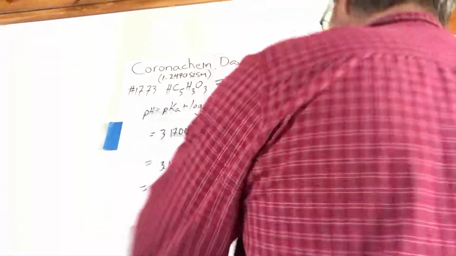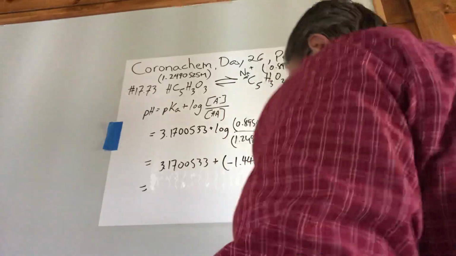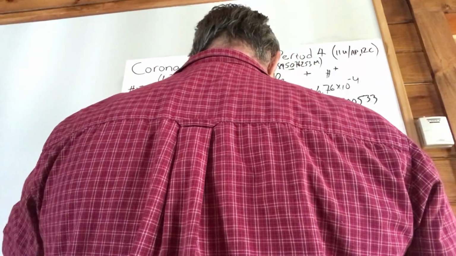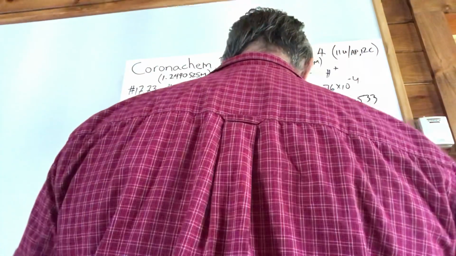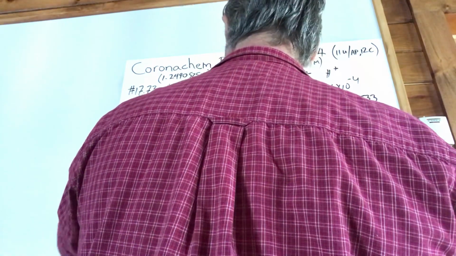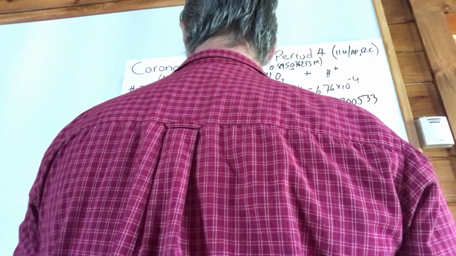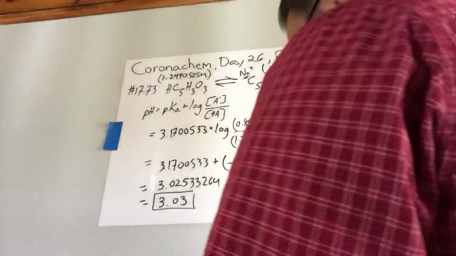Oh, at this point, I didn't see the times 10 to the minus 1. That's why I was staring at it. It doesn't seem right. Something about it was bothering me, but that's why, because I didn't see the 10 to the minus 1 part. And you get a pH of 3.03.